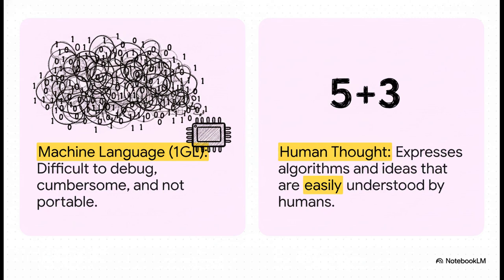On the right, you've got a super simple human thought. Add 5 and 3. Easy, right? Now look at the left. That is what the very first computers actually understood. A raw, mind-numbing stream of ones and zeros called machine language.